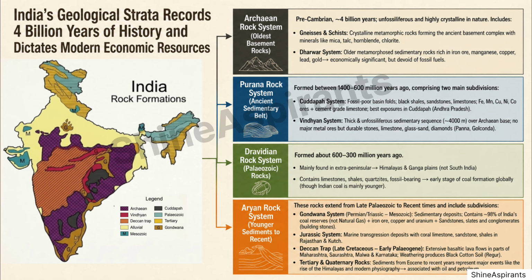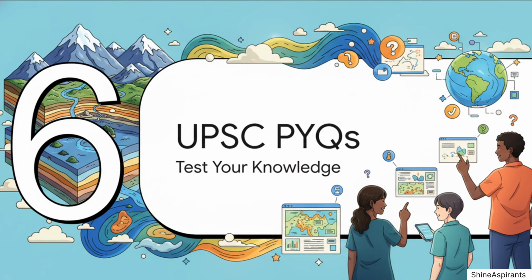The Tertiary and Quaternary rocks are associated with oil and petroleum deposits and represent major geological events such as the rise of the Himalayas. Now let's solve all the previous year questions from this chapter. I'll read the question, read all options, give you a moment to think, and then explain the answer in short.